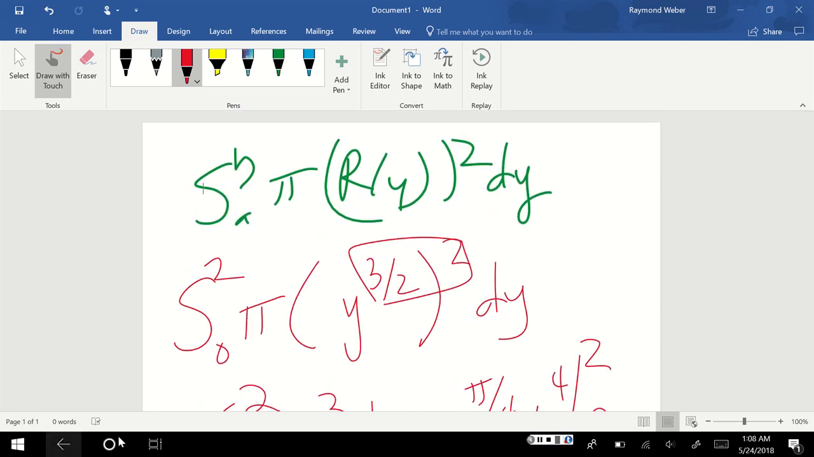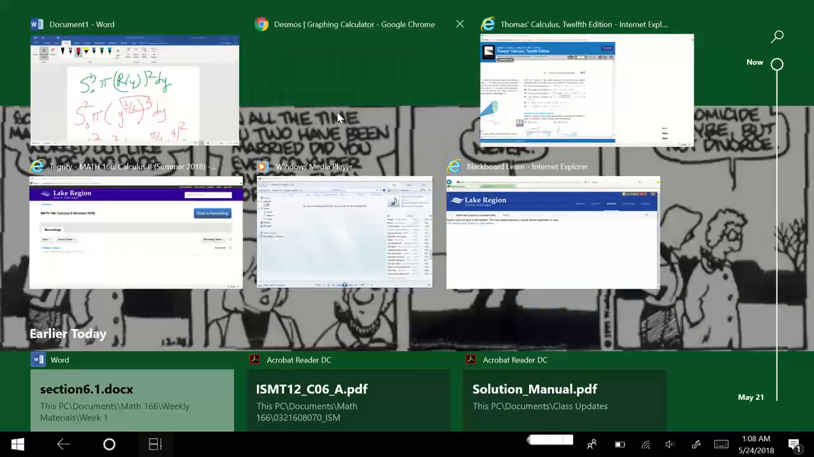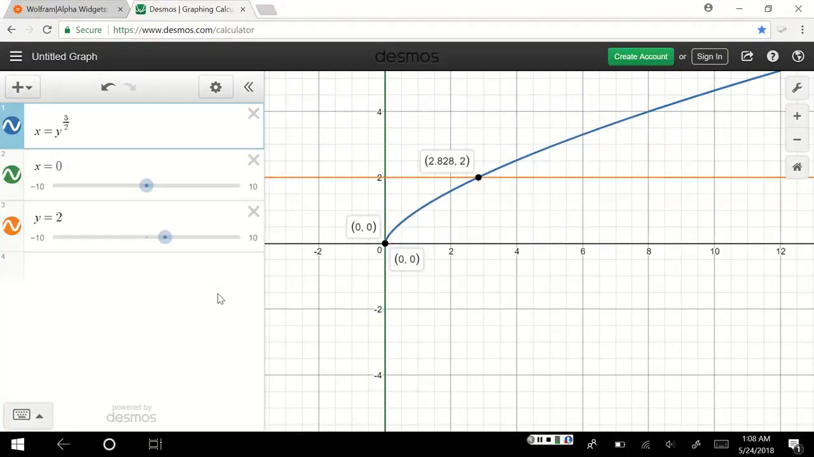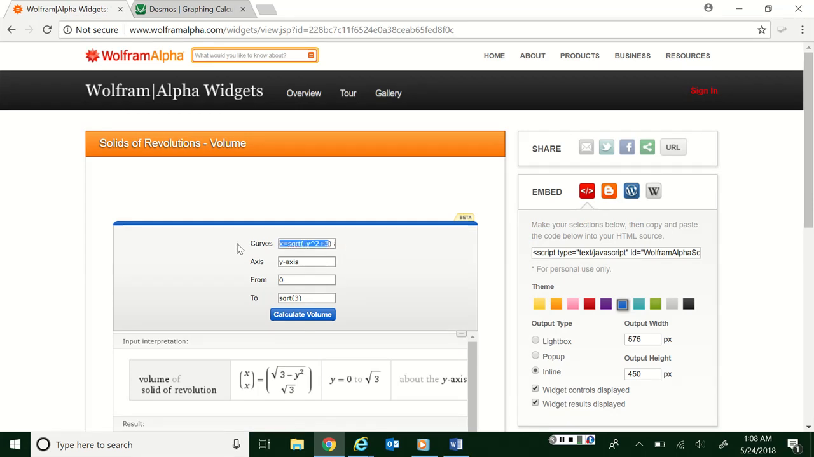If I took this and revolved it around the x-axis... Now to show you, I gave you this applet, and this works really well for this disk method one. I was messing with this one, and it wasn't working as I wanted. So I want to do, let's see here, my curve was x equals y to the 3/2 and x equals 0, y-axis, 0 to 2. Calculate volume.